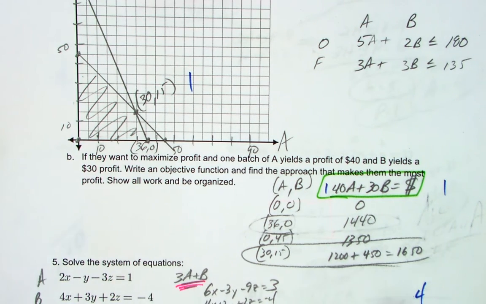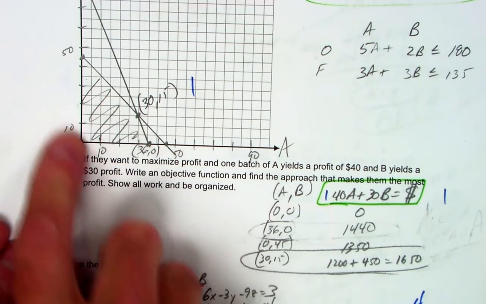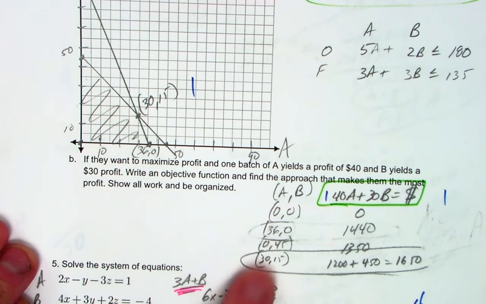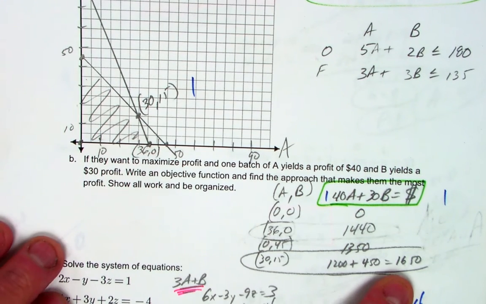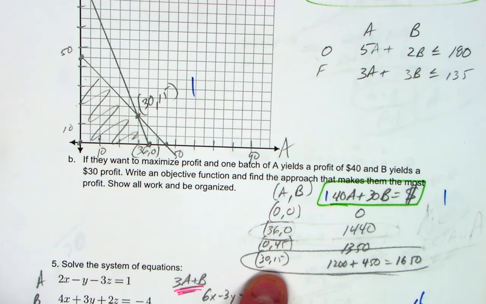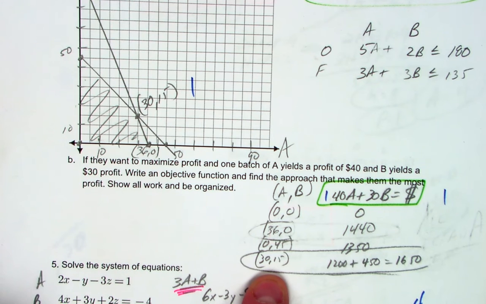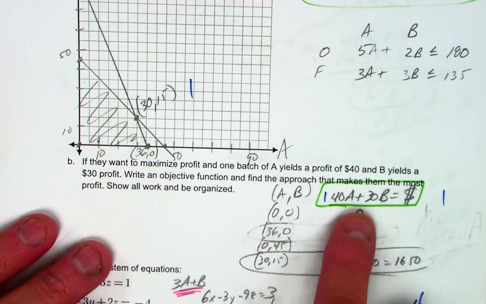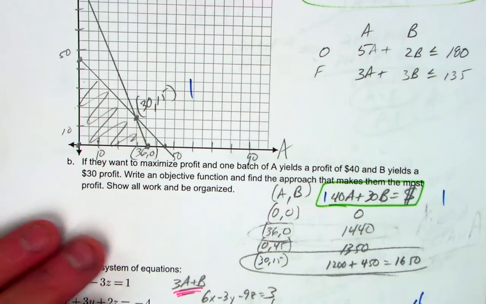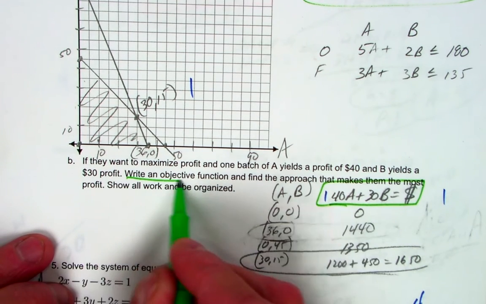Anyway, so if you plug in your points, I need to see that you're plugging in these 4 points, and then you get 1650. If this point was a little bit off, like say you had 30, 17, I wasn't going to be super picky about that, okay? But I wanted to see that you were plugging in values into your objective function. It says, write an objective function.